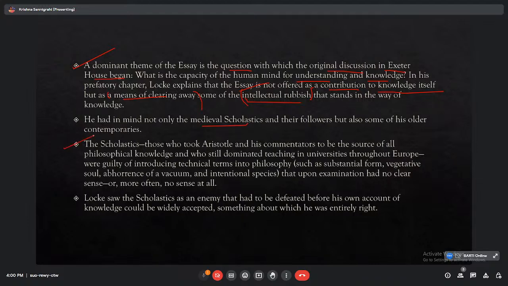The scholastics, those who took Aristotle and his commentators to be the source of all philosophical knowledge and who still dominated teaching in universities throughout Europe, were guilty of introducing what? Introducing technical terms into philosophy, such as substantial form, vegetative soul, abhorrence of a vacuum, and intentional species, that upon examination had no clear sense or more often no sense at all. So Locke saw the scholastics as an enemy that had to be defeated before his own account of knowledge could be widely accepted, something about which he was entirely right.